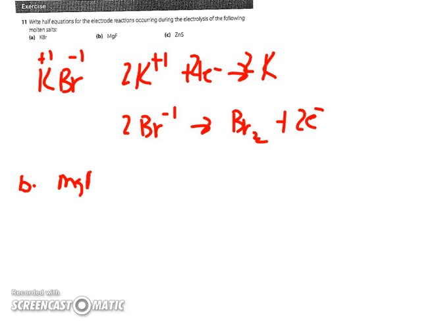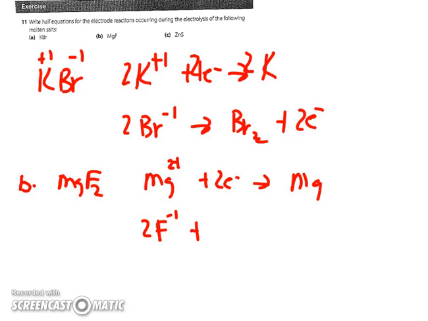If you have MgF, not sure why that's not MgF2. It actually should be MgF2. They've got that miswritten. But at any rate, you're going to have Mg2+ pick up 2 electrons to become Mg metal, whereas your 2 fluorine ions are going to become fluorine gas and release those 2 electrons.